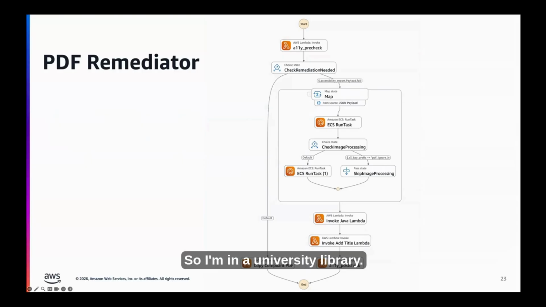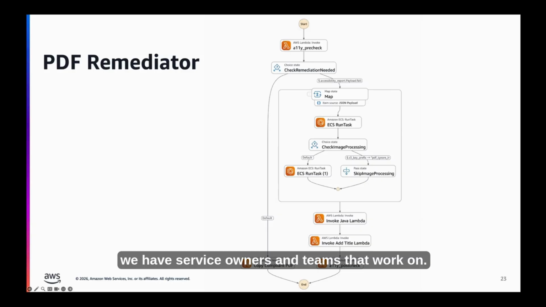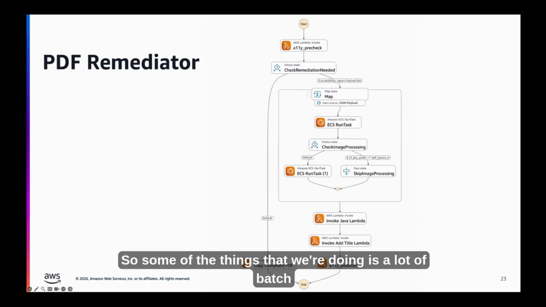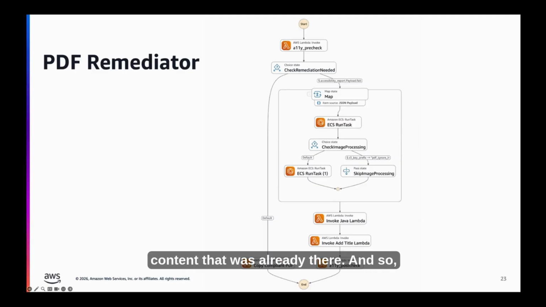So I'm in a university library. We have a lot of content, but we don't necessarily need to make this individual for every end user or every employee in the libraries. We have specific repositories that we have service owners and teams that work on. So we don't need to scale access with a large user interface. Some of the things that we're doing is a lot of batch processing of existing documents and content that was already there, and ingesting into our workflows as we're adding new content.